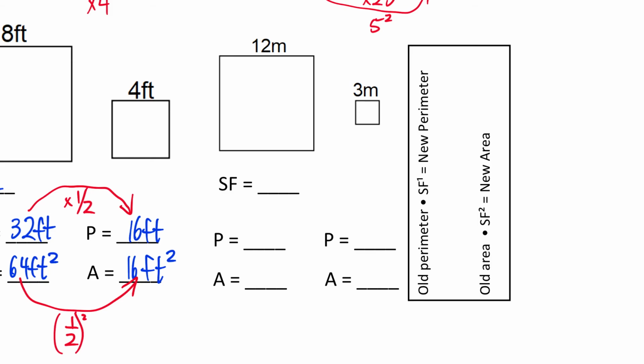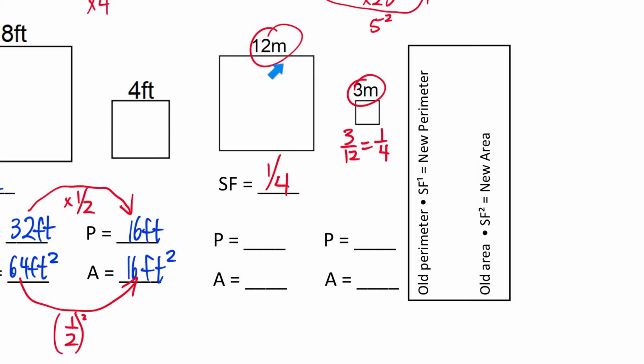Okay, one more time. What's the scale factor going from here to here? 12 times what gives you 3? 0.25 and 1/4. Okay, good. And remember, it's also new over old. So if we put 3 over 12, that simplifies down to 1/4. So the scale factor is 1/4.